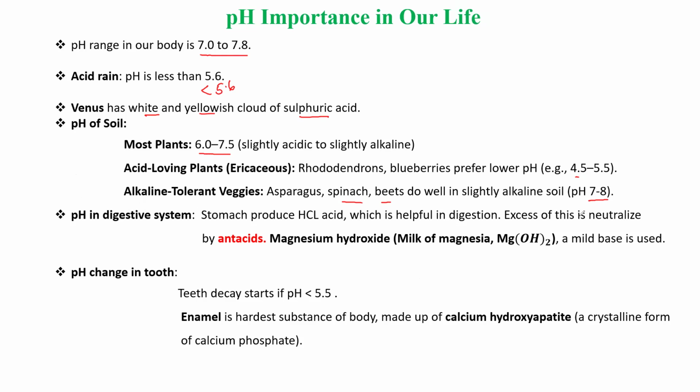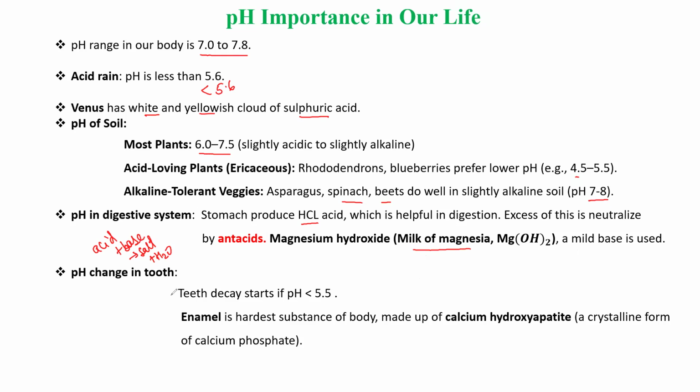Whereas for pH in our digestive system, our stomach produces acid, that is HCl. That is helpful in digestion. But when excess HCl formation takes place, to neutralize this acid, what do we require? Acid will be neutralized by a base, so that we get salt plus water. So this HCl is the acid, and in the market antacid is available as medicine. One of the main components of antacid is magnesium hydroxide, which is also called milk of magnesia. It is a mild base, which is used to neutralize the acid.